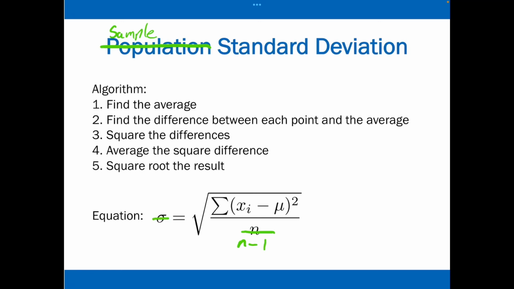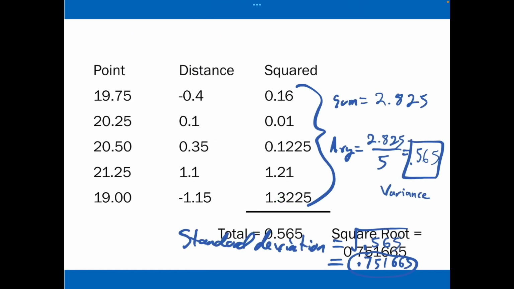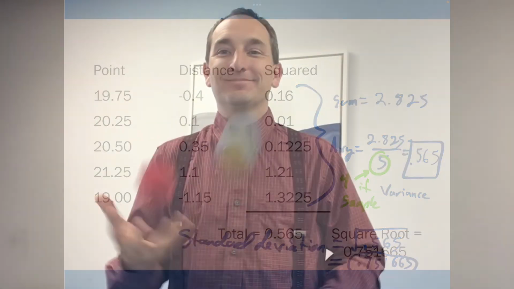When we switch to sample, we use an S instead of a sigma, and we usually use x bar instead of mu, although those are the exact same numbers. So sample standard deviation is done the exact same way, except here when I did the average, instead of dividing by 5, I would have divided by 4 if it was a sample standard deviation.